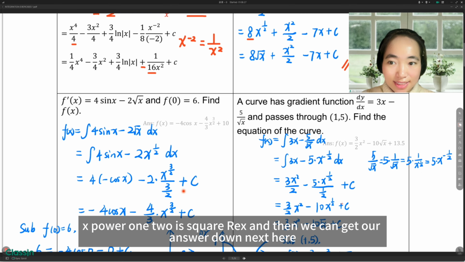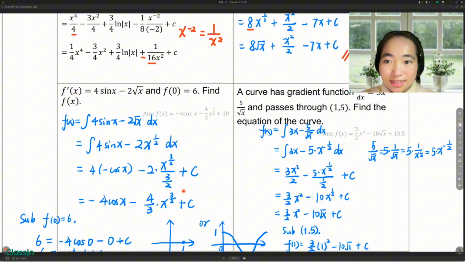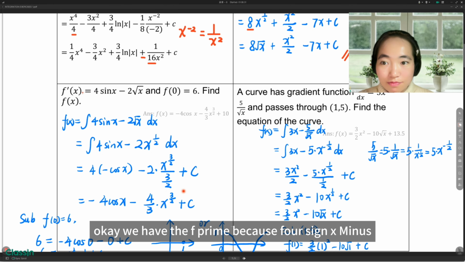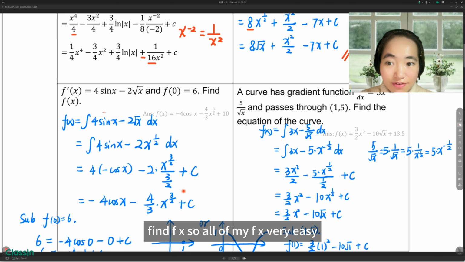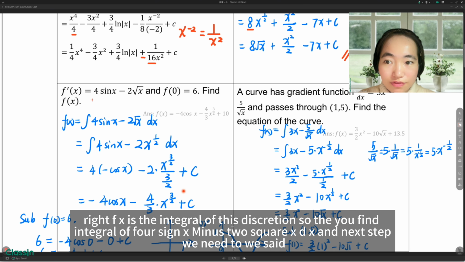Next, here. Okay, we have f prime equals 4 sine x minus 2 square root x, and f(0) equals 6. Find f(x). So how to find f(x)? Very easy, right? f(x) is the integral of this expression. So you find the integral of 4 sine x minus 2 square root x dx.